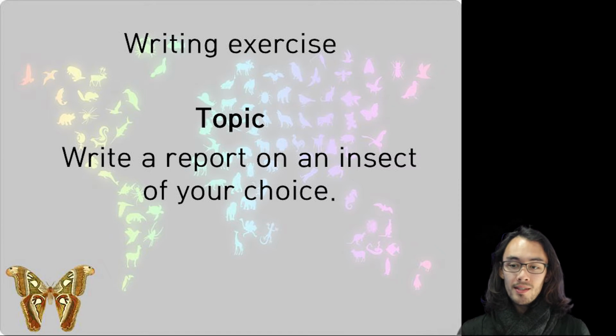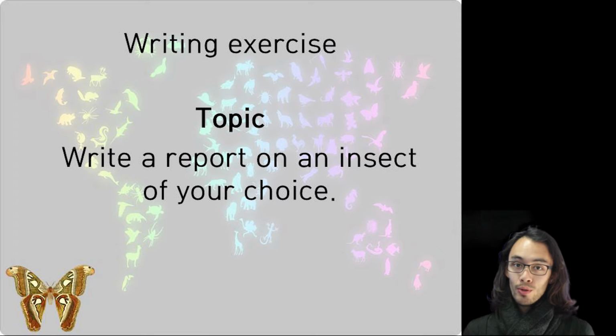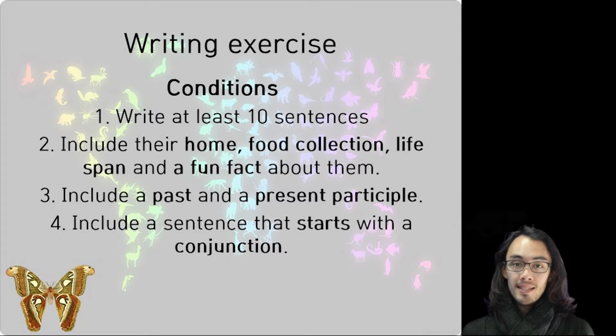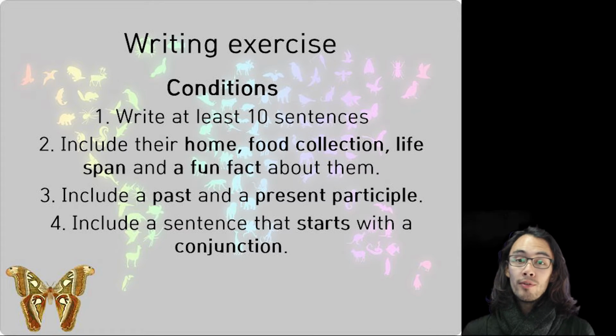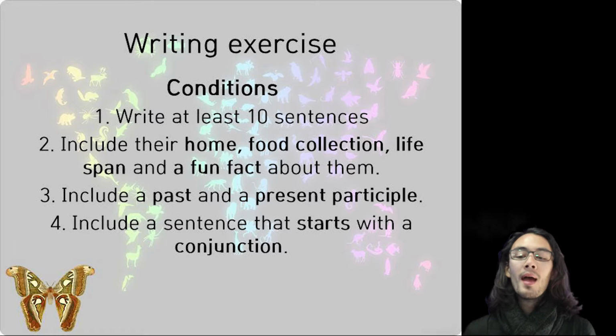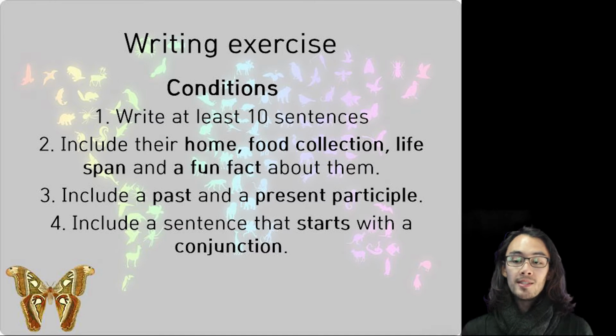Today's writing exercise will be to write a report on an insect of your choice. The conditions will be to write at least 10 sentences. You have to include their home, their food collection, their lifespan, and a fun fact about them. You must also include a past and a present participle, so two. Include a sentence that starts with a conjunction.